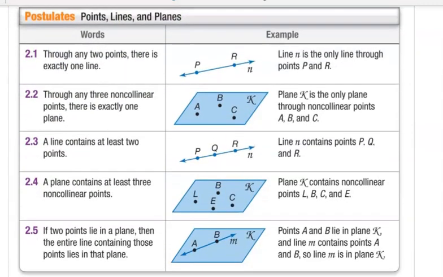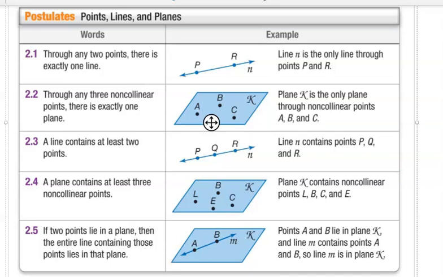These are postulates. So here are some better examples than what I was trying to mumble before. Through any 2 points, there's exactly one line. That's a given thing. That's the way it is. Through any 3 non-collinear points, there's exactly one plane. So we've talked about these. These sound familiar. This is why I wanted you to know that first unit so well, because it's coming back to us.